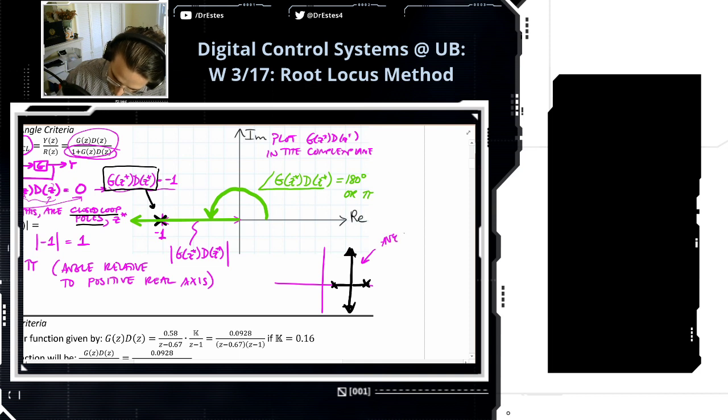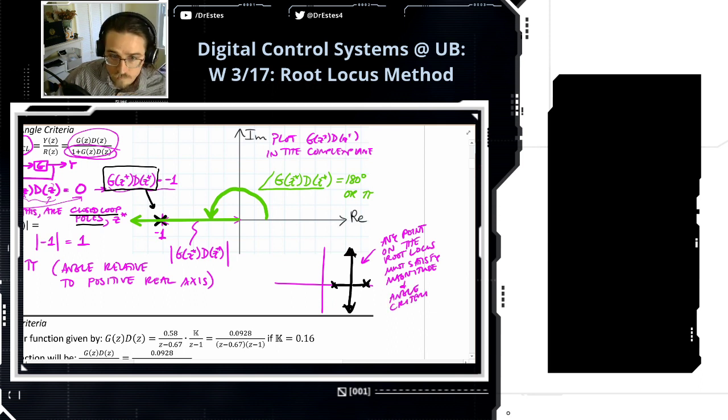So any point on the root locus, because if the root locus is the location of the closed loop poles, then any point on here must satisfy the magnitude criterion and the angle criterion. This is our way of checking if indeed a closed loop pole is a closed loop pole, or if it's just any other value of z that's not a pole.